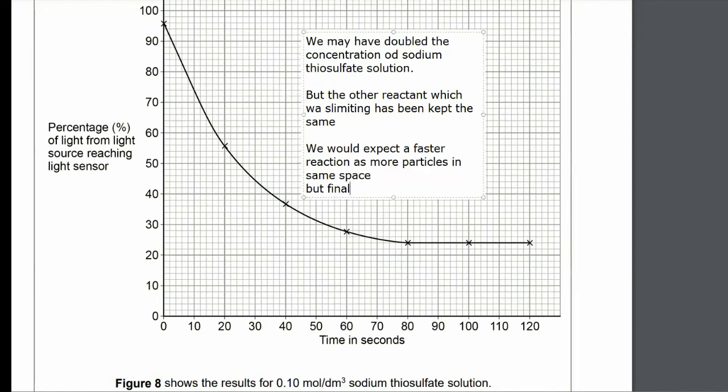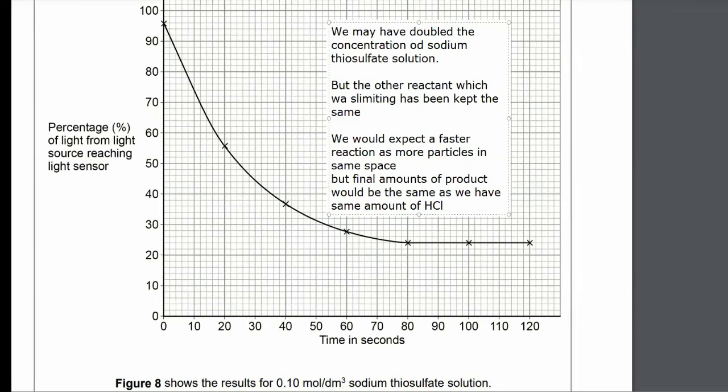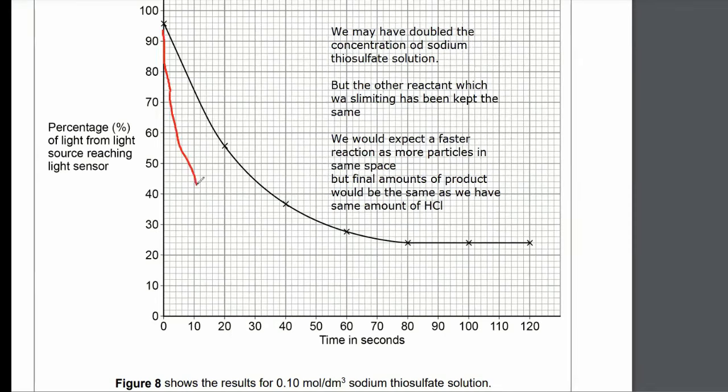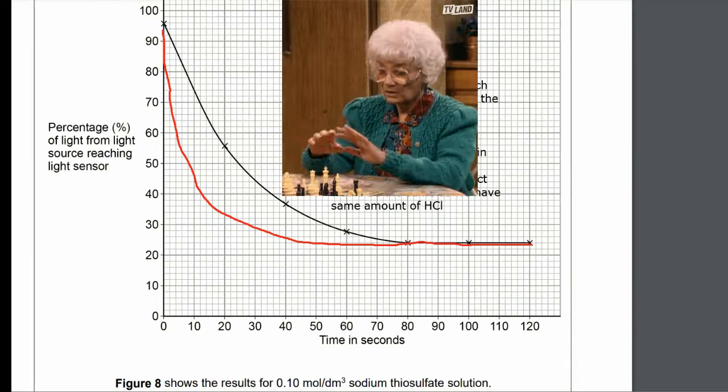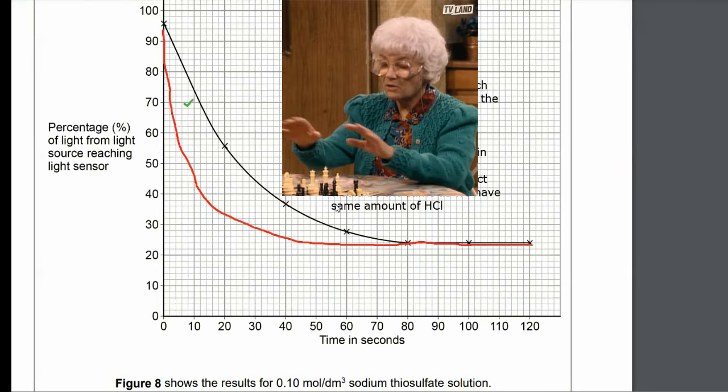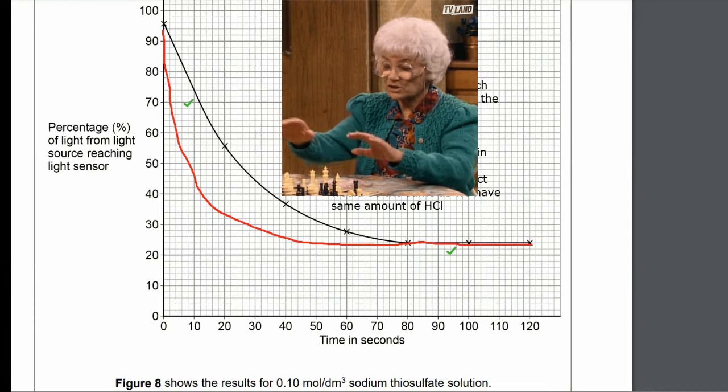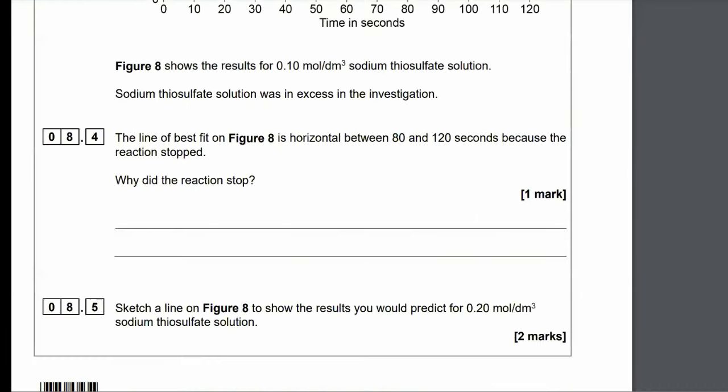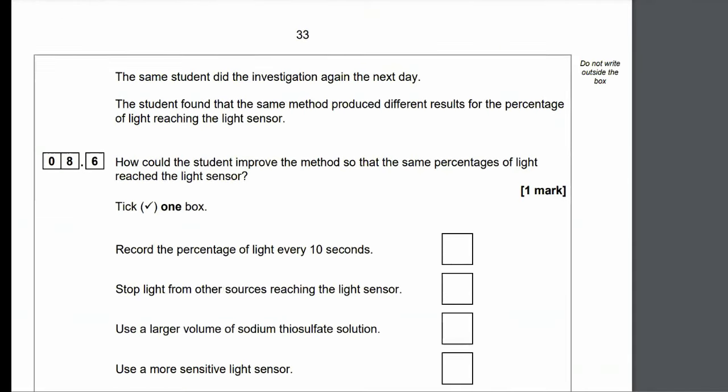So we want that line to be on the left, showing the percentage of light getting through is going down quicker. So we want to draw a line exactly the same shape as this one, but going down on the left, and that will get us 1 mark. The thing is, we don't have any more hydrochloric acid. It's still limiting. So our final end to our line should be in the exact same place. Oh my gosh, that's the most wobbly line. I've got shaky hands, people. So 2 marks, one for going to the left and one for ending in the same place because we have the same amount of reactants.